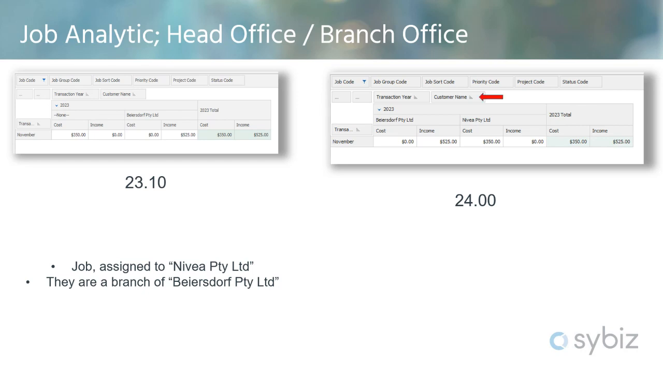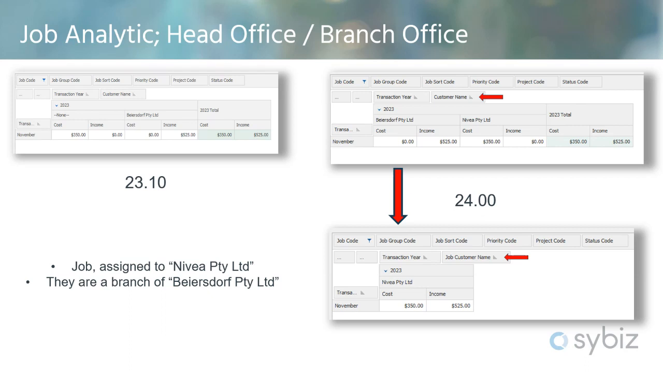However, there is a new field. Instead of customer name, we can actually use job customer name. By doing that, it's going to group specifically by the assignee of the job. And then once again, the costs and income get married up nicely. If you're not using head offices and branch offices, it probably doesn't matter whether you've got customer name or job customer name on your analytic. But if you do, maybe you do want to split them up, maybe you don't, but that option's now there.